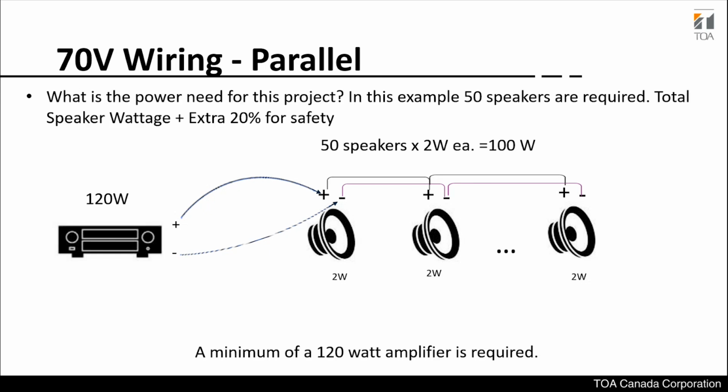Scaling the system up, let's now look at a much larger 70-volt system. Power needs should always be kept in mind when designing a system. Ask yourself, what is the power need for this project? In this example, 50 speakers are required. So total speaker wattage plus an extra 20% for safety that we discussed before. We need to keep some buffer for the power amplifier wattage. In this proposed setup, a minimum of a 120 watt amplifier is required.